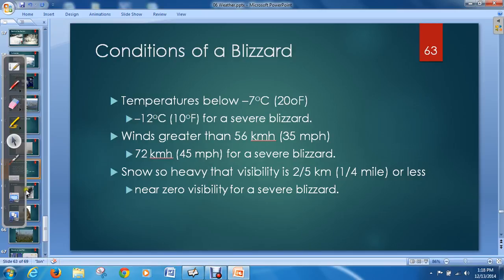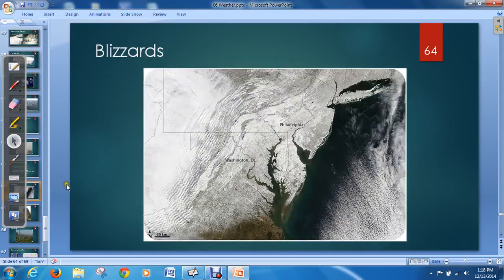Okay, and we can see, when blizzards strike, they bring large amounts of snow, and you can see them across entire states and things like that. So very, very large storms. But they just happen, again, from cloud buildup, and if the conditions are right, that's when a blizzard will happen.